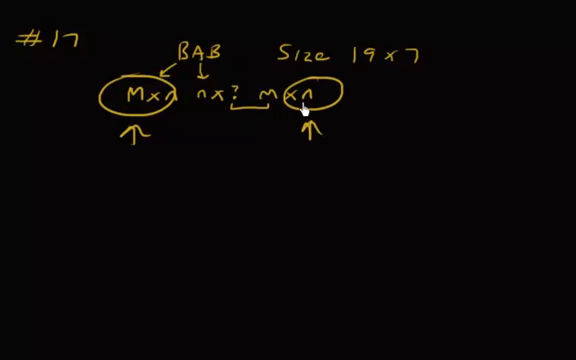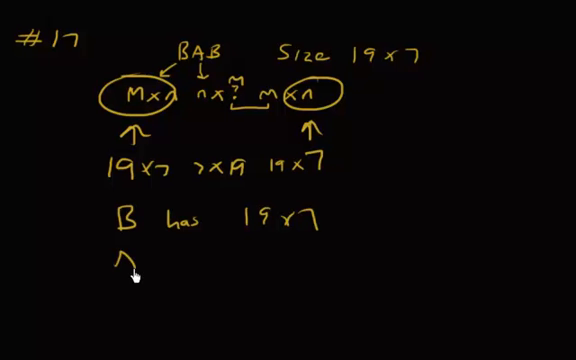Anyways, when you multiply matrices together, the product size will be the first number and the last number. So that's how the whole thing is 19 by 7. Notice that if M is 19 and N has to be 7, we can just start filling in the blanks to make sure everything matches up. So B has to have size 19 by 7, and A has to have size 7 by 19.